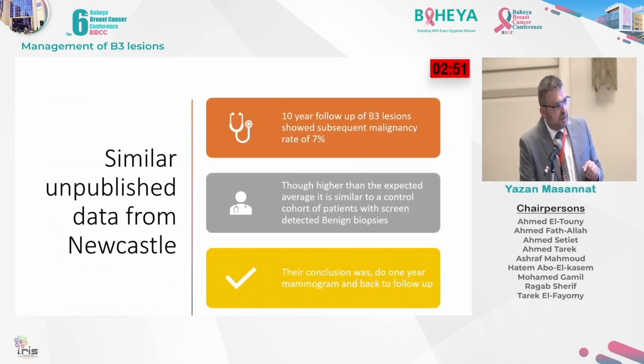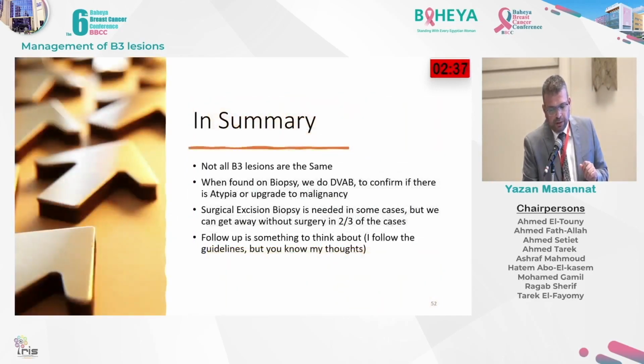And there's similar unpublished data from Newcastle, with 10-year follow-up. Mainly the recurrences are in the first year, about 7% over 10 years, but that was not higher than for other benign biopsies. So in summary, not all B3 lesions are the same.